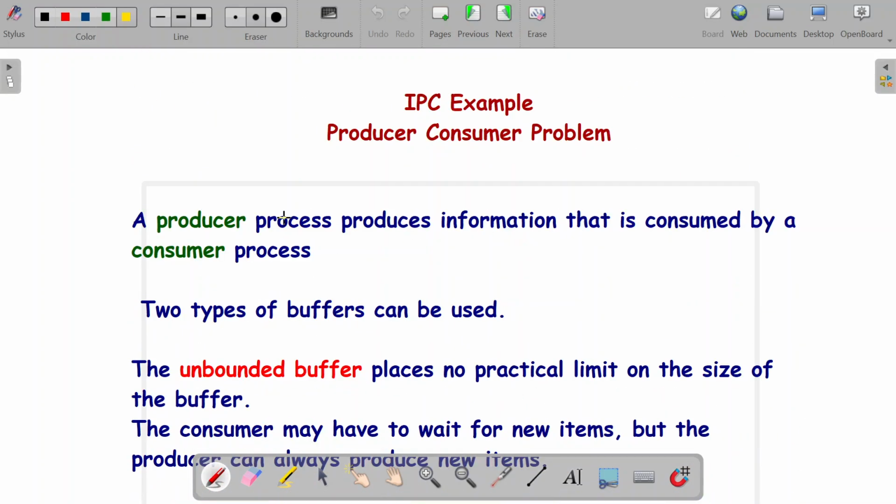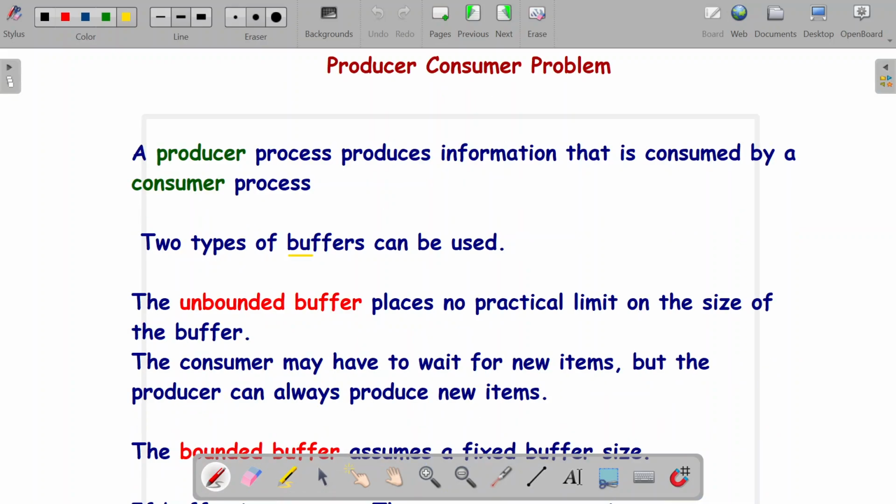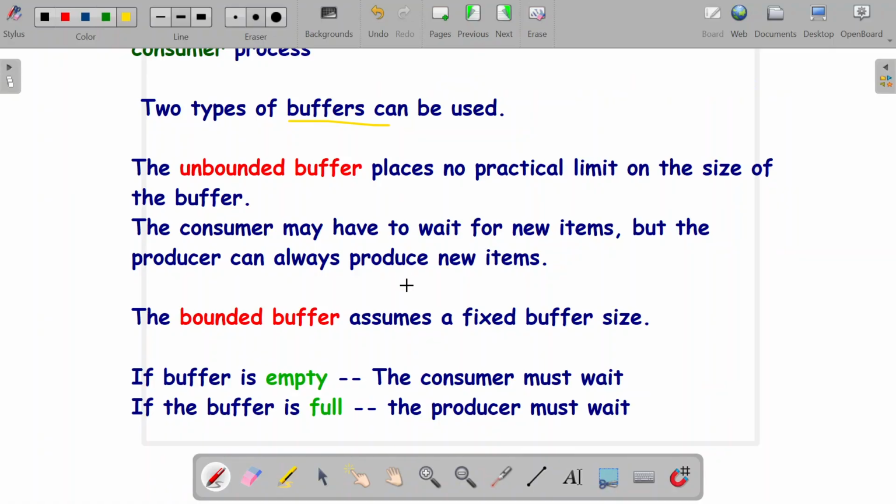Here we are going to discuss that there are two types of buffers we can use. One is the unbounded buffer, the other one is the bounded buffer. From the name itself we can understand. Unbounded buffer means there is no practical limit on the size of the buffer. So the producer can keep on producing items and the consumer can keep on consuming. The only thing is the consumer has to wait for a new item, because if the producer doesn't produce, the buffer is empty and the consumer has to wait. But there is no problem for the producer because there is infinite space. The producer can keep on producing new items.